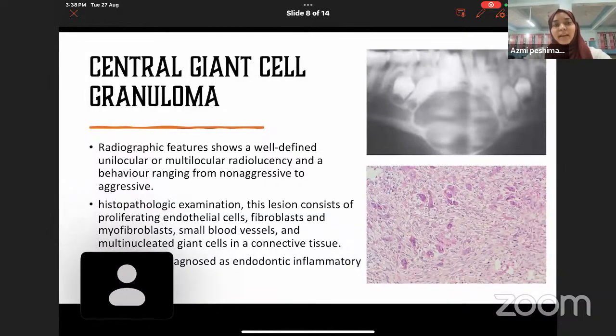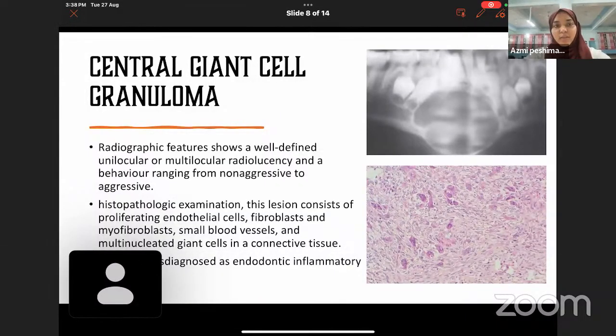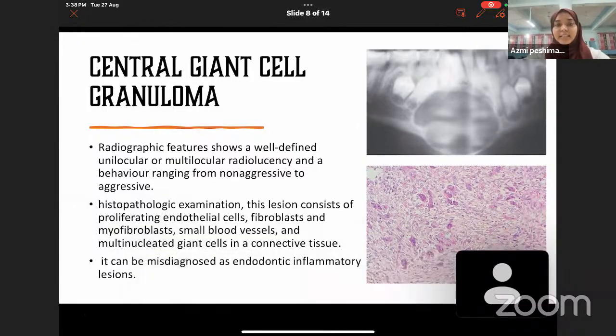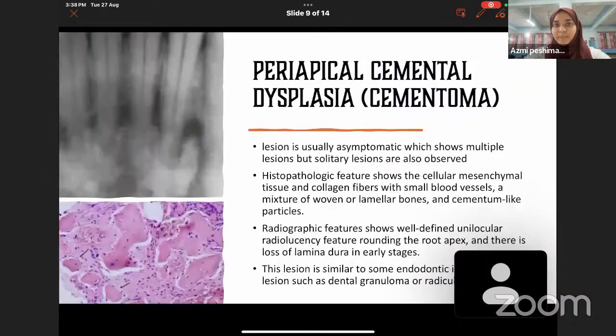The next commonly misdiagnosed lesion is central giant cell granuloma, with radiographic features of unilocular or multilocular radiolucency. The histologic examination shows proliferating endothelial cells, fibroblasts and myofibroblasts, small blood vessels, and multinucleated giant cells, and it is often misdiagnosed as an endodontic inflammatory lesion. Periapical cemental dysplasia is another lesion which mimics periapical lesions.